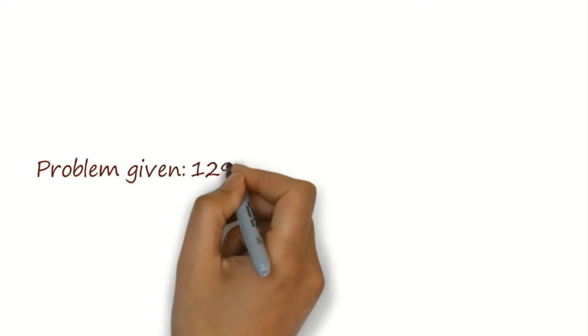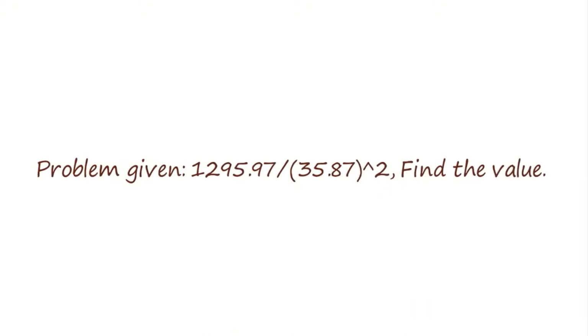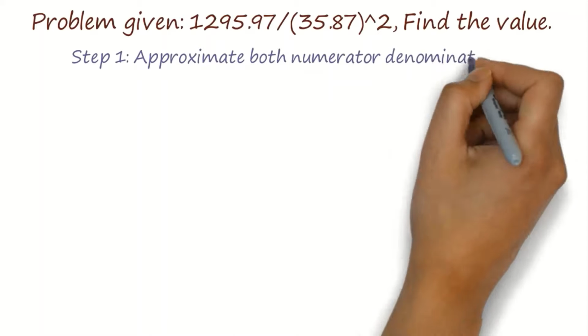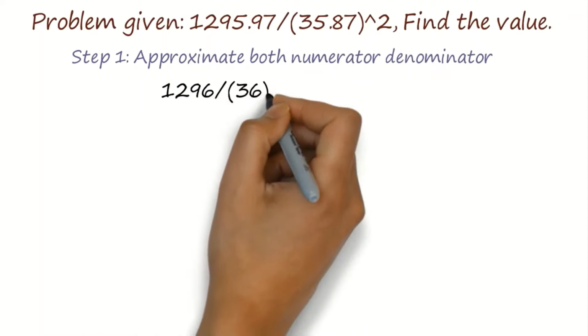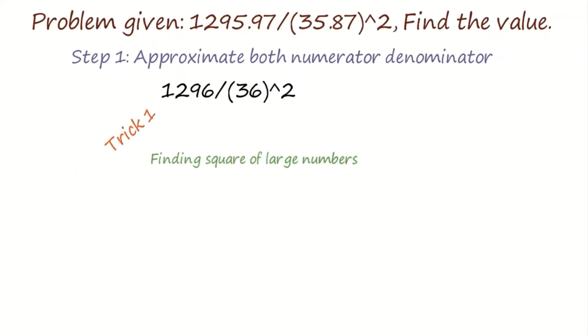Let's consider the problem 1295.97 divided by 35.87 square. The first step is to approximate both numerator and denominator. I will apply trick to find square of 36. The next step will be finding the appropriate base.